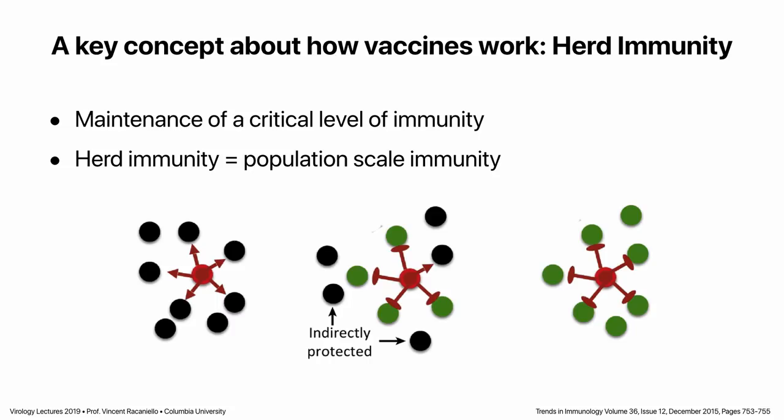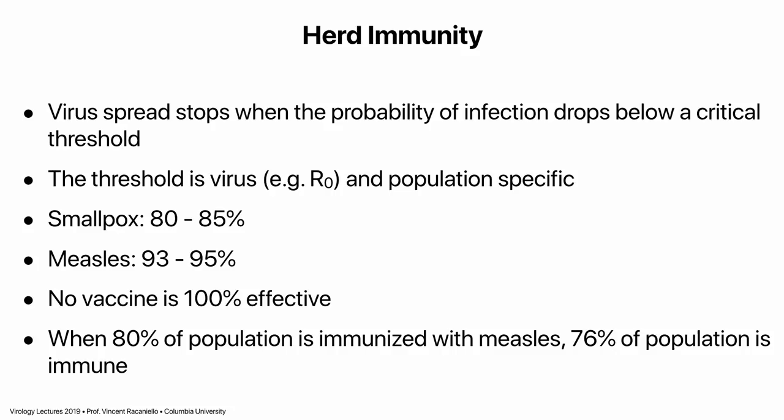So as I've said, herd immunity works because the probability of transmission drops, the probability that it's going to be transmitted to someone else. This threshold is both virus and population specific. So for smallpox, you need to immunize 80% of the population to stop transmission of the virus. For measles, it's higher. It's 93 to 95%. And this is a general number. It can vary from population to population.